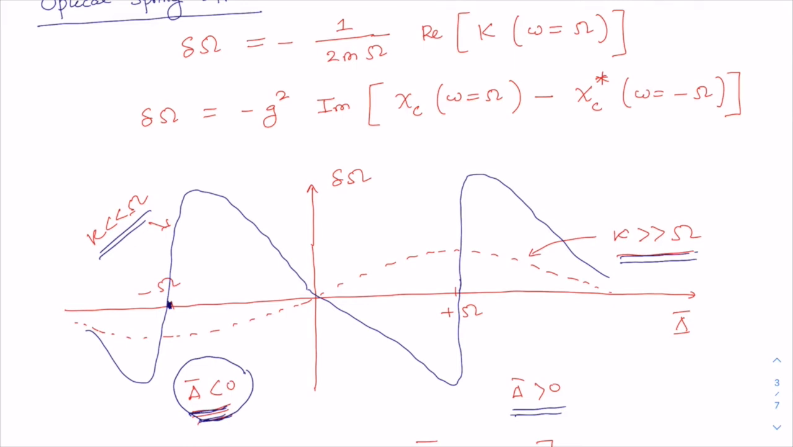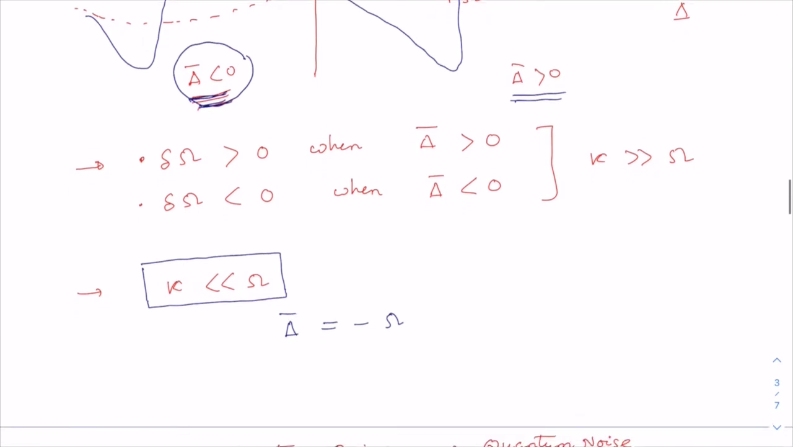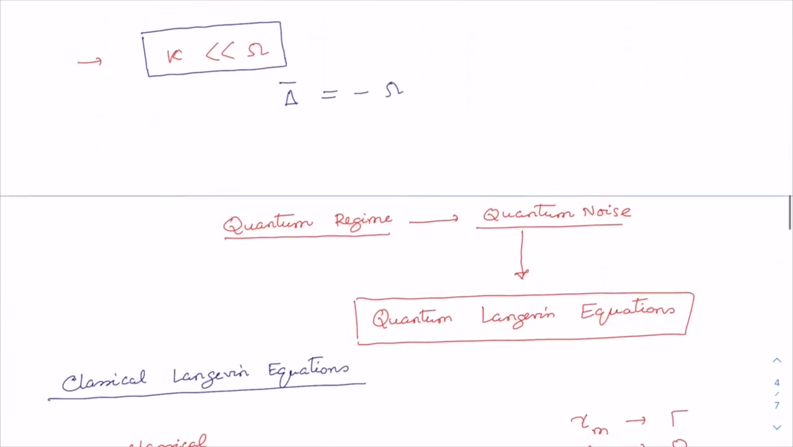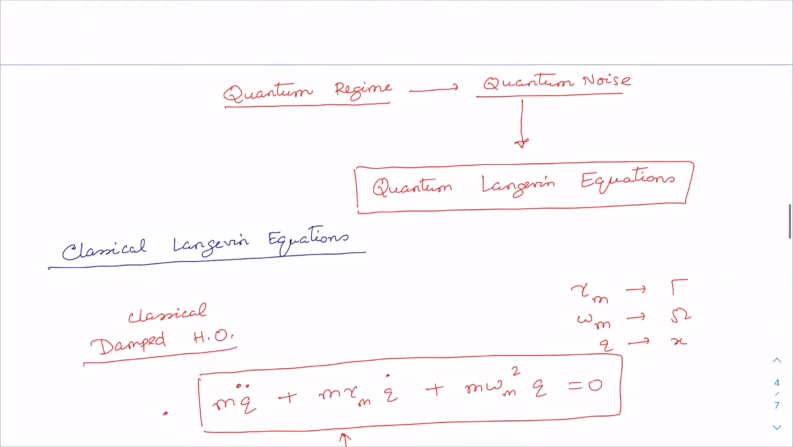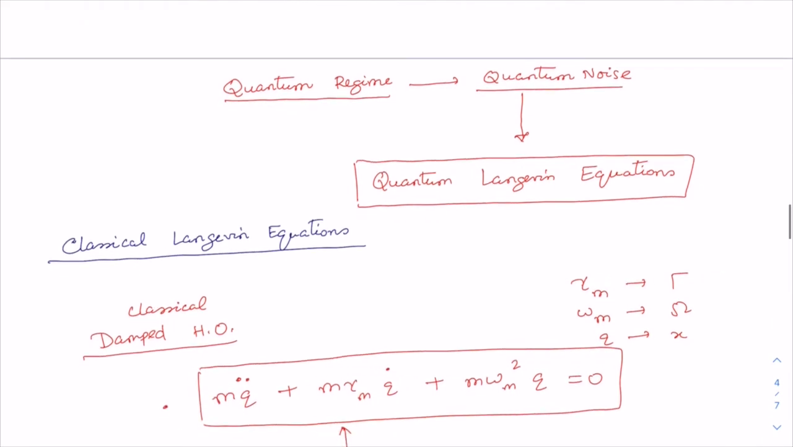So this concluded our discussion on the classical regime. Now we are ready for the discussion on the quantum regime. However, the quantum regime is different from the classical regime due to the so-called quantum noise. Quantum noise is generally discussed by various formalisms, and one formalism is the quantum Langevin approach, or the so-called quantum Langevin equation. In this course, we are going to deal with the issue by the quantum Langevin equation.